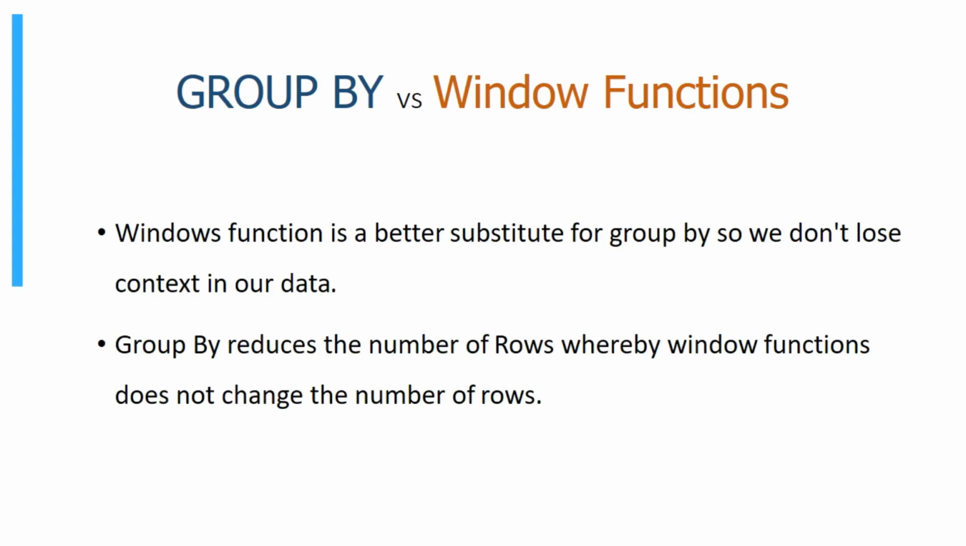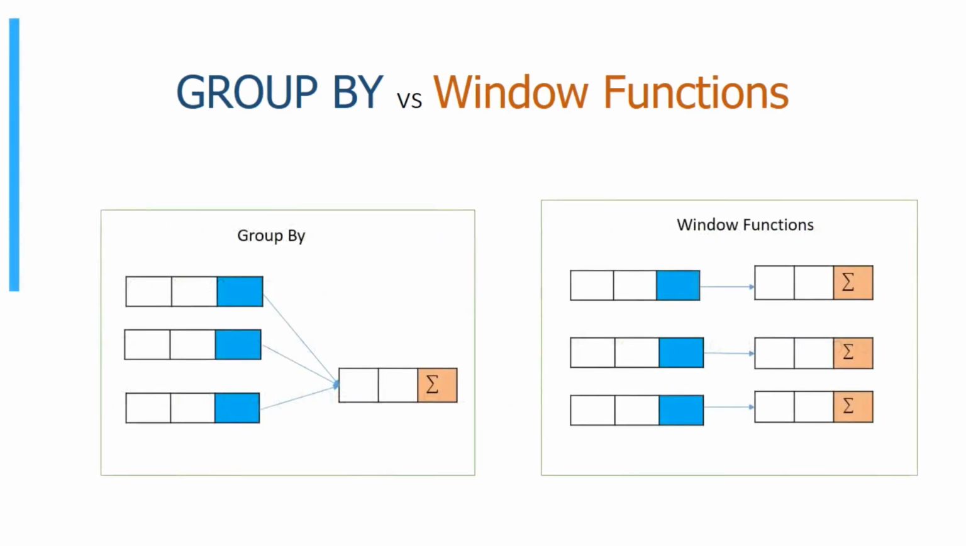So when using group by, the Windows function is seen as a better substitute to group by, because the group by only gives us a limited number of rows. So it's going to give us a single row being aggregated together as a single result, whereby we don't have all those windows for each and every row. So Windows function is seen as a better substitute for group by.